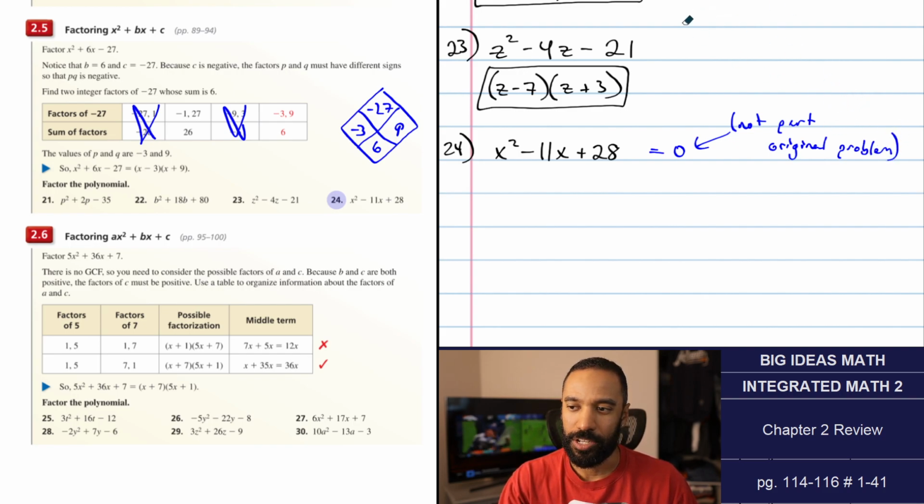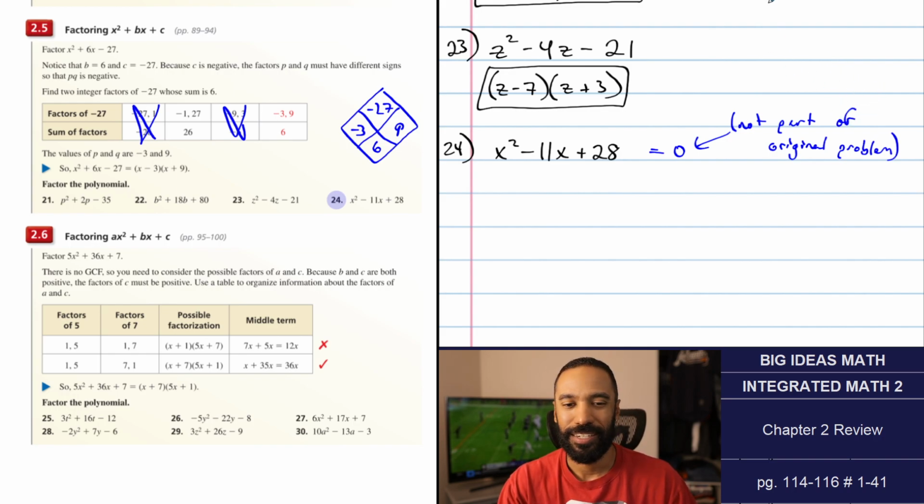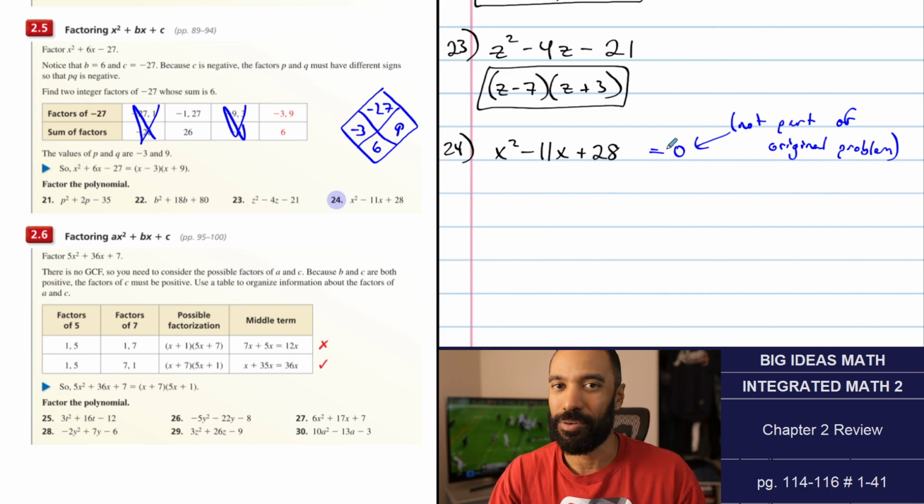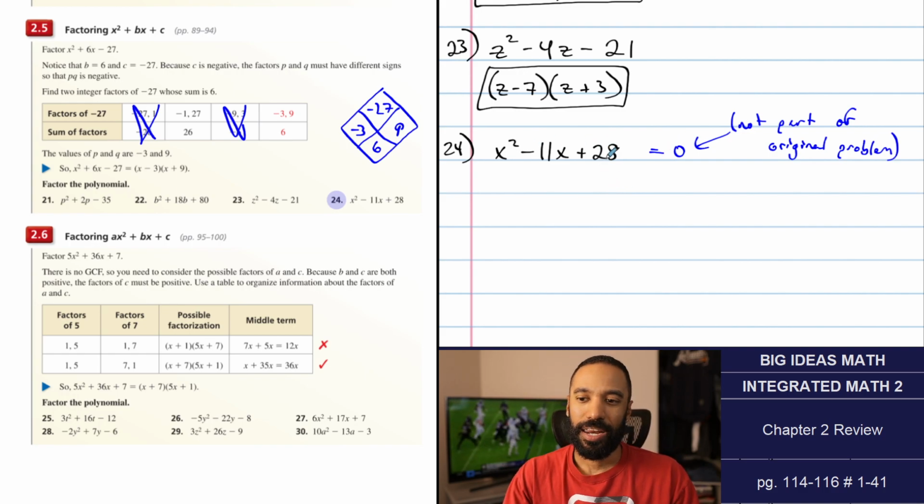So the fact that the review's not doing it, I kind of wish they did. They had 4 problems to do it with. They could have done it with 2 of them. Anyway, finding 2 numbers that multiply to 28 and add to -11.